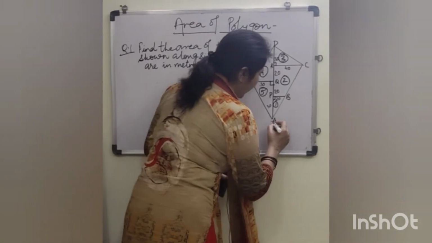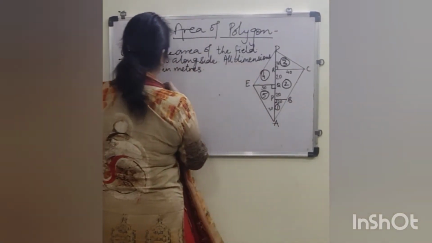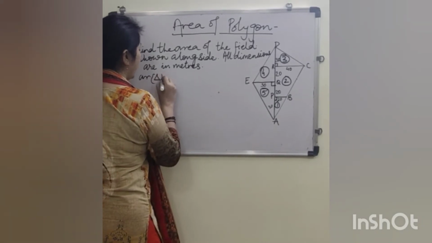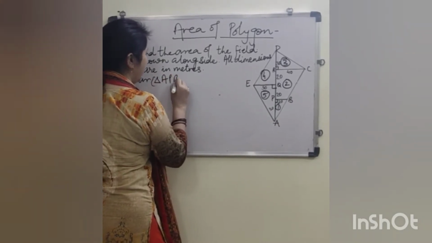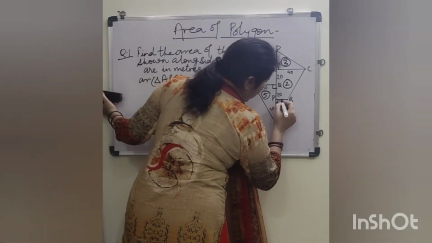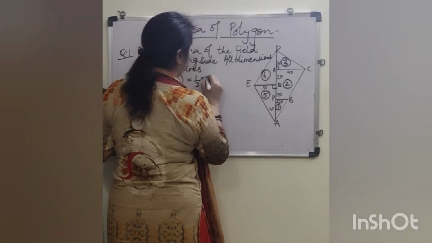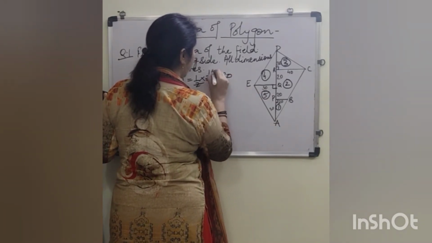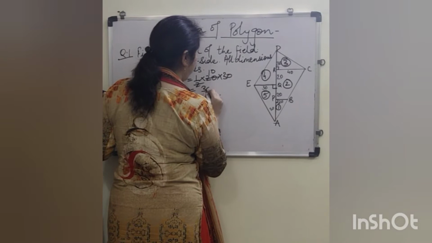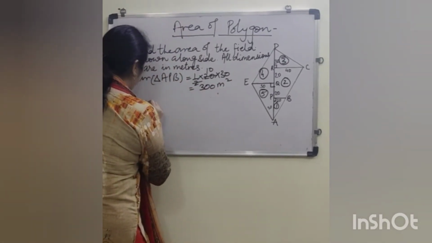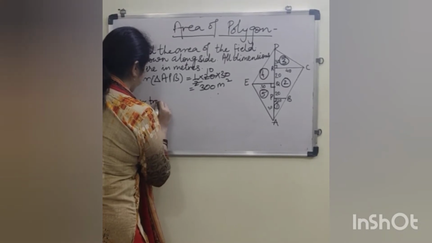Let's begin with the area of triangle APB. Area of right triangle APB is half into, what are the two legs, 20 and 30. So what you have got? 300 meter square.